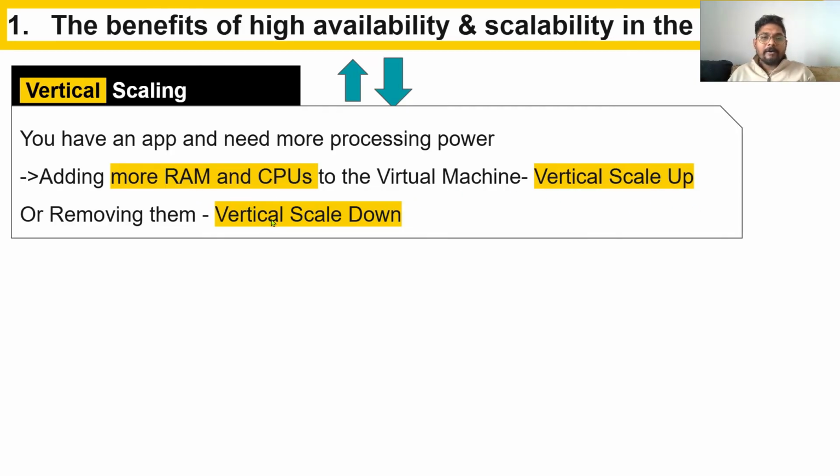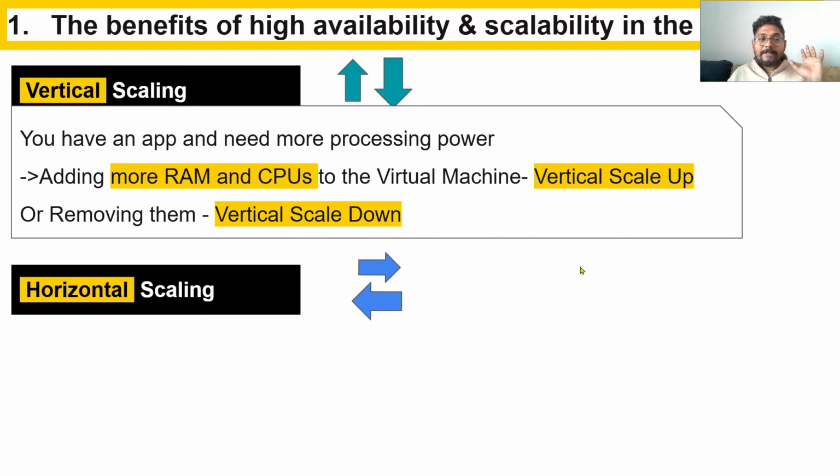When I remove them, it's called vertical scale down. Your machine is the same; you're adding a few components or removing a few components depending on the demand. So this is called vertical scaling. Now let's see what is horizontal scaling.